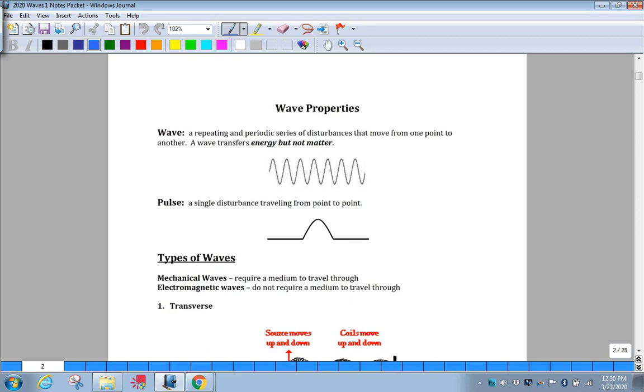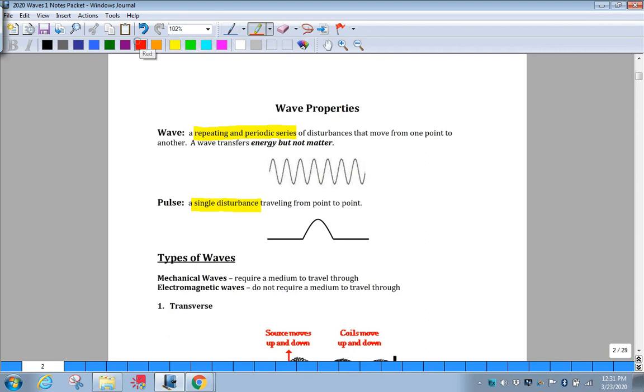So first we have to define what a wave is versus a pulse, okay? A wave is a repeating and periodic series of disturbances that move from one point to another. Okay, so you see over here we have the same repeating pattern over and over again. That is a wave versus a pulse, which is a single disturbance traveling from one point to another. So you just get one disturbance in the medium, and then it wouldn't have the pattern over and over again.